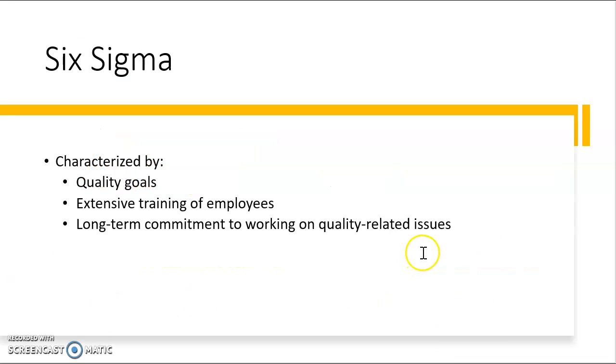Another popular method or theory right now is Six Sigma. This again is looking at our quality goals. It requires a lot of training of employees and cross-functional teams. So you have team members from different areas of the business that focus on quality and quality-related issues.